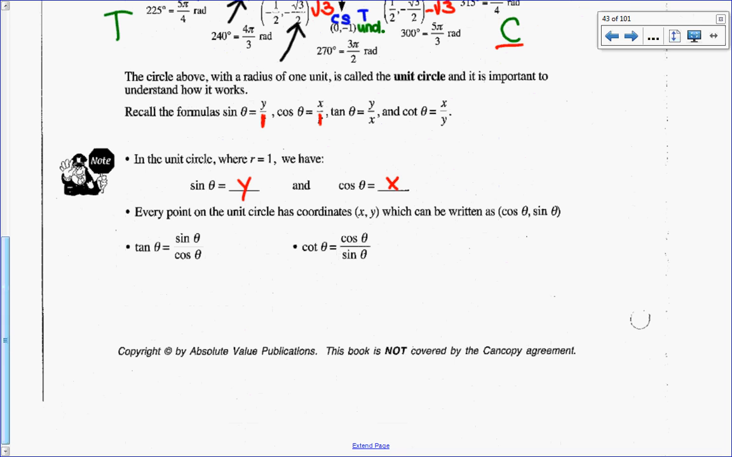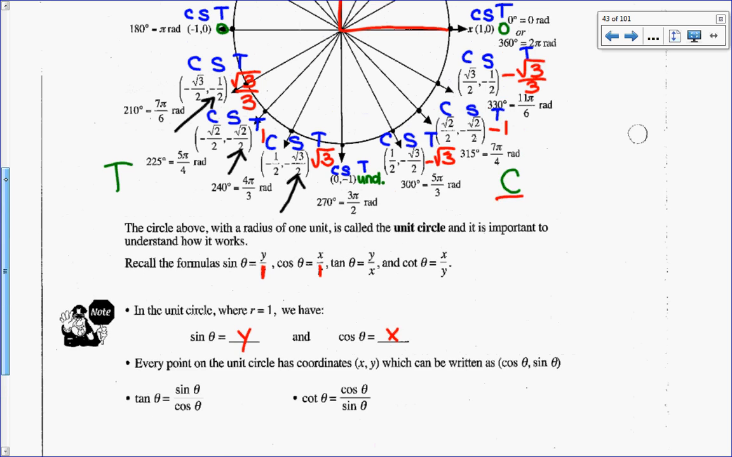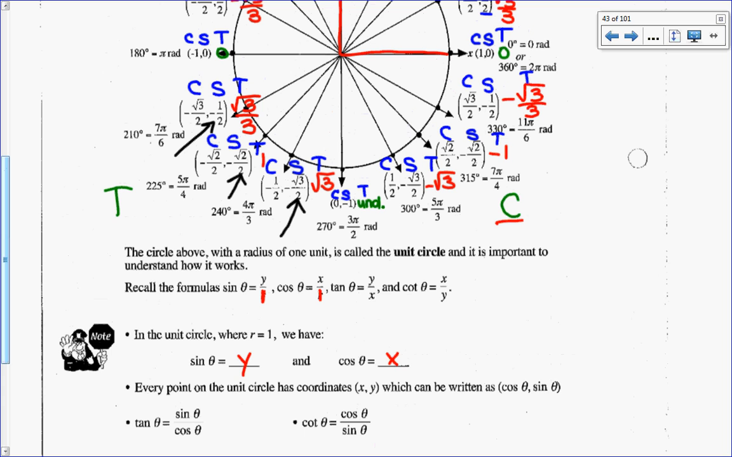So I just wanted to show you that so that you would understand where we got the fact that the x coordinate was your cosine and the y coordinate was your sine. Those were not just pulled out of thin air. It's because when your radius is 1, your sine is actually y over 1, which is y, and your cos is x over 1, which is x.